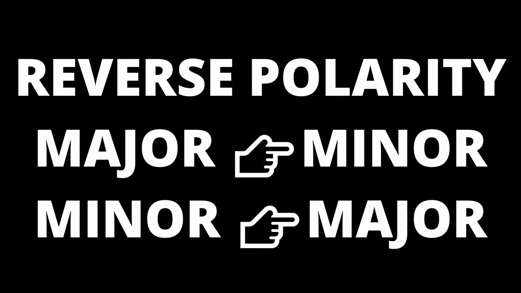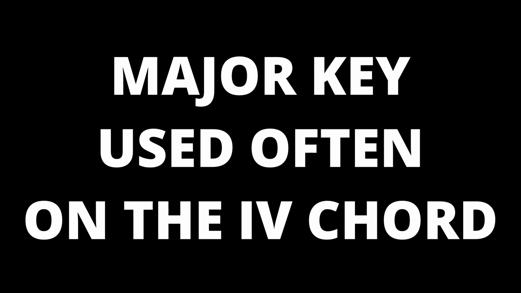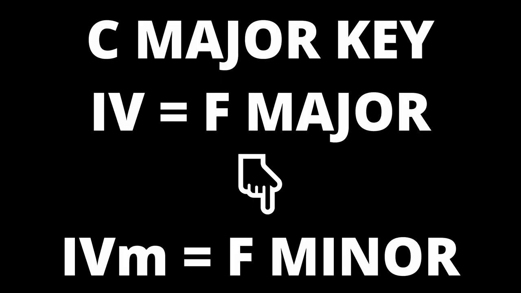A technique that songwriters will often use is to change the polarity of a chord in a key, so a major chord becomes a minor chord, or vice versa. A popular chord to try this on in a major key is the 4 chord. The 4 chord in the key of C major is F major. We will change this to F minor.